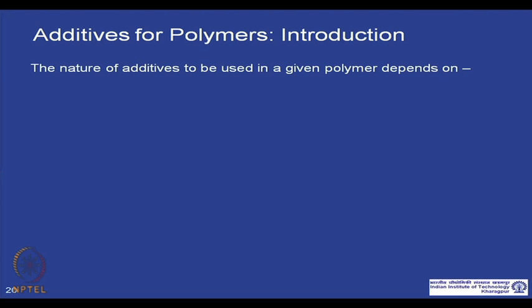Now, how do you choose additives for particular polymers? The additives we use must be dependent on several parameters. For example, the composition of the polymer. The additives must be chosen keeping in mind the chemical composition of the polymer. The additive must be compatible, in the sense that it should not react with the polymer itself or cause any harm that will deteriorate the polymer property.